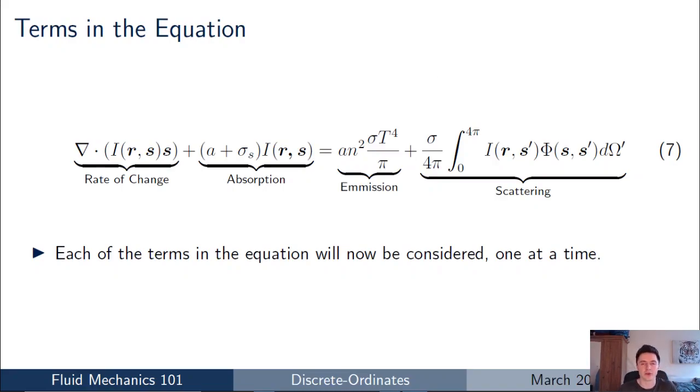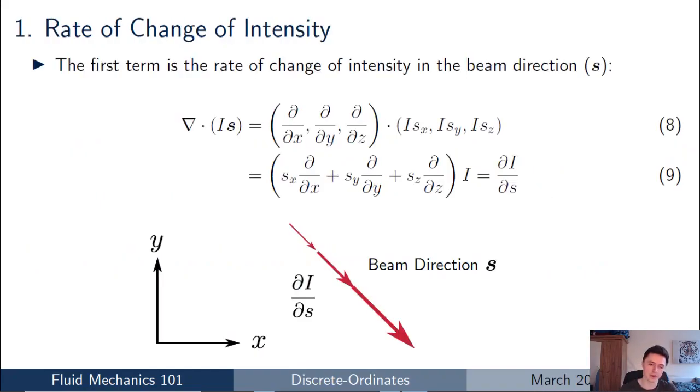So now that we've thought about the radiative transport equation, and we're going to solve it by solving the equation multiple times in multiple directions, we're going to have a look at what each of the terms in the equation actually mean and how they affect the solution. And I've highlighted the terms for you there. We've got the rate of change term, the absorption term, emission term, and the scattering term. And I'm going to go through each of those terms one by one now to help you out. So starting with the first term, the rate of change of radiation intensity.